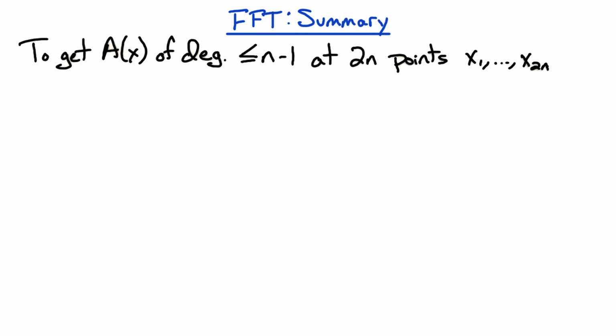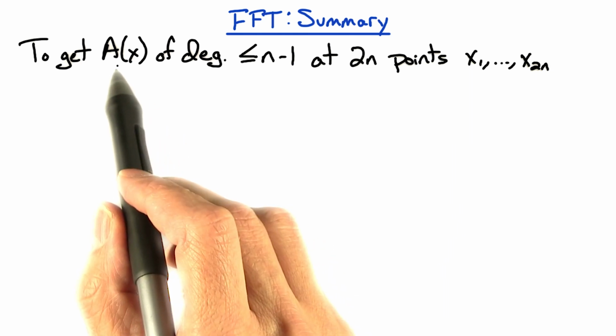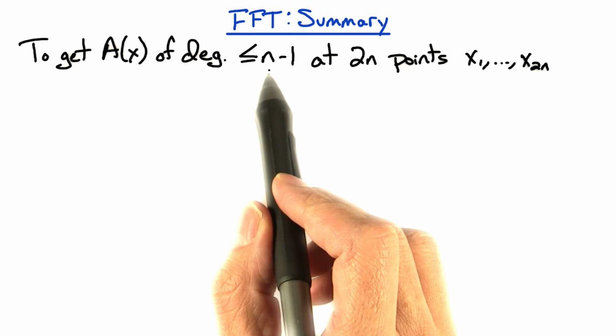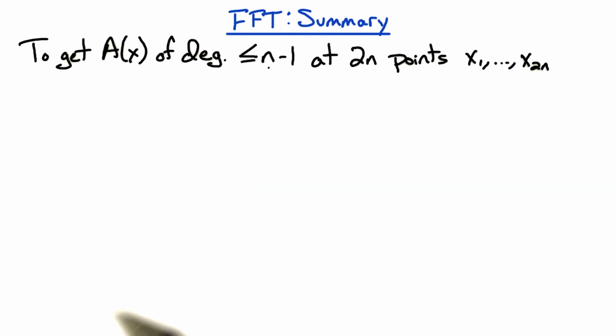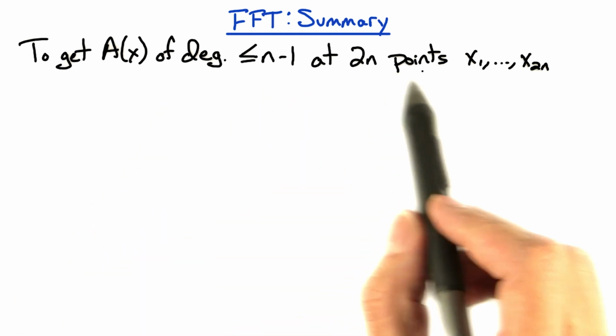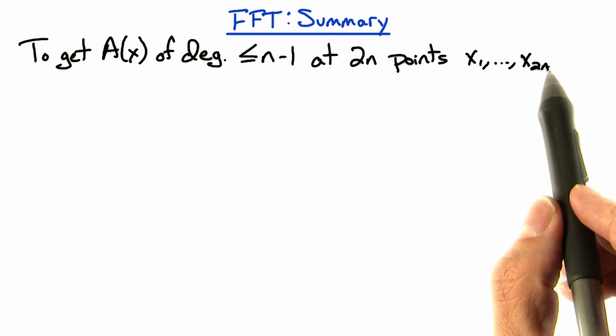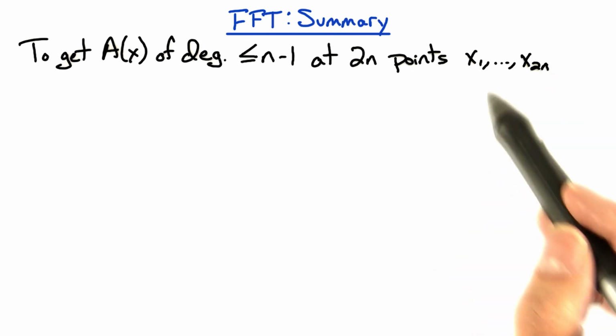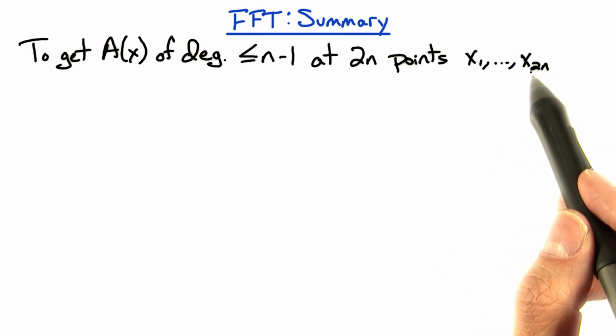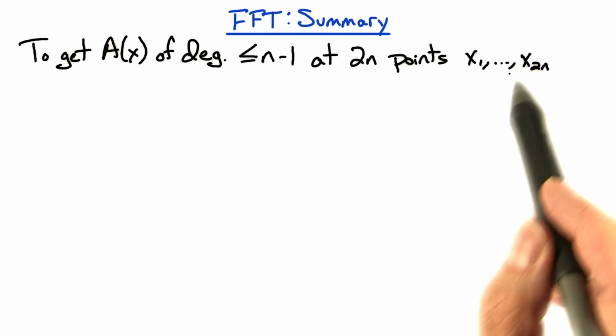Now let's summarize our approach. We have this polynomial a of x of degree at most n minus 1, and we want to evaluate this polynomial at 2n endpoints, x1 through x2n. And we get to choose these 2n endpoints however we want. And we're looking at how we choose these points.